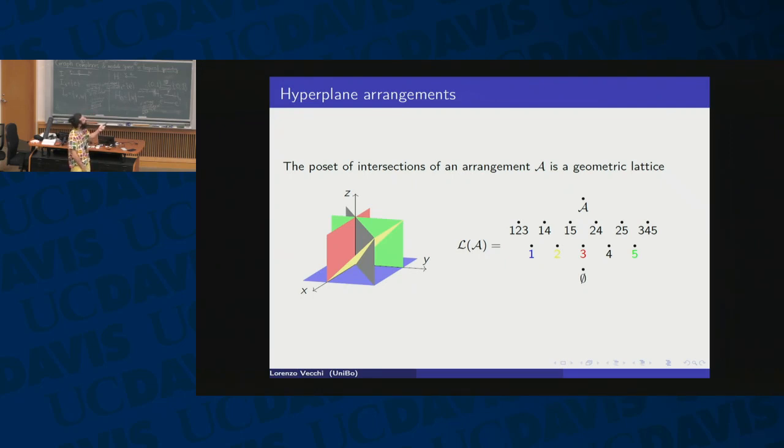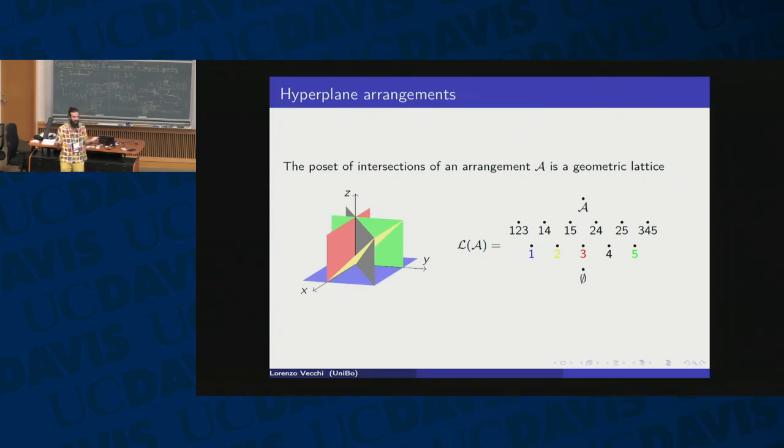So here you have 5 planes in a 3-dimensional real vector space. The empty intersection is the whole space. Then you have your planes. Then you start intersecting planes, and you get lines. For example, the blue, yellow, and red plane give you the x-axis. It's this line over here. And if I intersect everything, I get the origin. And you can prove that the poset that you get in this way is always a geometric lattice.